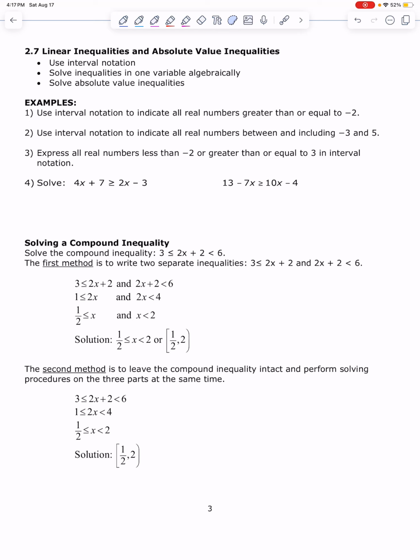Section 2.7, Linear Inequalities and Absolute Value Inequalities. In this section, you're going to learn how to use interval notation. You're going to learn how to solve inequalities in one variable algebraically. You're going to solve absolute value inequalities.